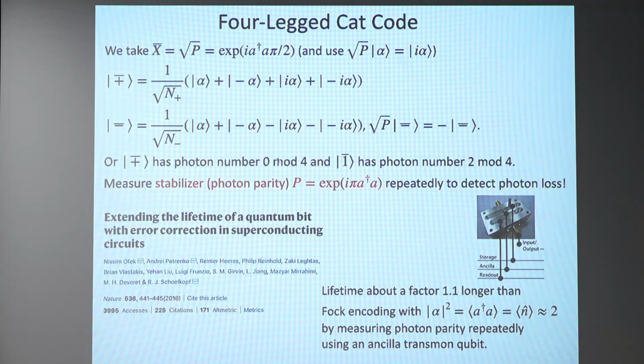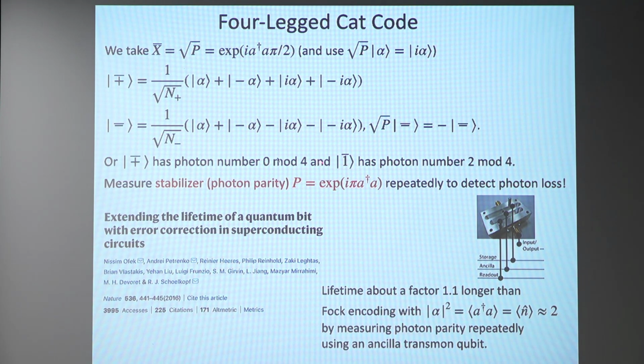Now we want to understand why this is a better choice when it comes down to photon loss. The simple way to understand it is this: the plus state now has photon number 0 mod 4. So it's a superposition of states with 0, 4, 8, etc. photons. And the minus state has photon number 2 mod 4.